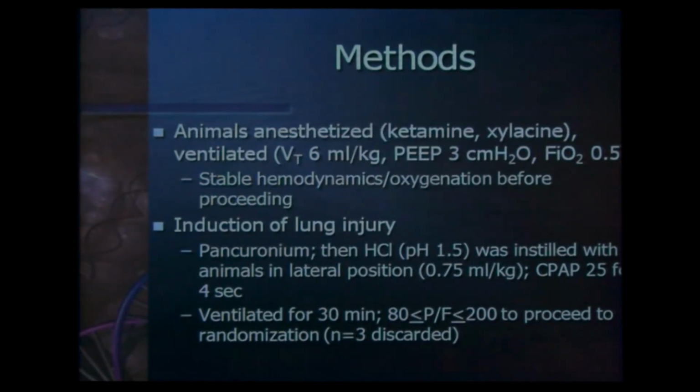And induction of injury, actually randomization was later. Induction of injury was, first of all, paralyze the animals, give them hydrochloric acid. I think a pretty good model, a clinically relevant model of acute lung injury. And then they were ventilated for half an hour, and blood gases were measured. If the blood gases were within this range, 80 to 200, they were then randomized. If the oxygenation was much worse, we said, let's not even include those in the study because they might be too sick and will die. If it was much better, they weren't sick enough. But the randomization occurred after we looked at those numbers.